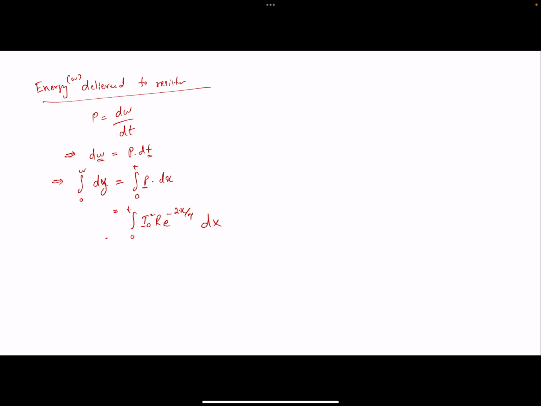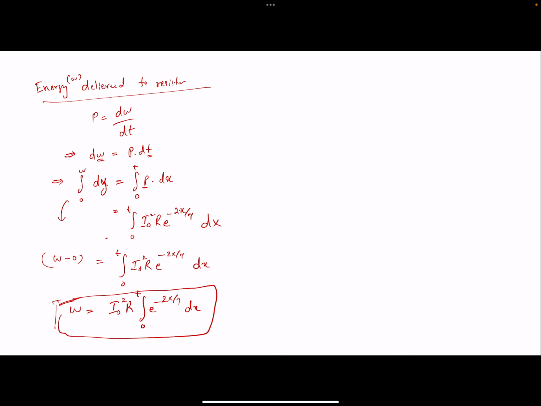Again, this will become W minus 0 equals the integral from 0 to t of I naught squared R e raised to the power minus 2x over tau dx. W is equal to, let's take out I naught squared R, integral 0 to t e raised to the power minus 2 times x over tau dx, right? Okay. I want to solve this a little bit more with an identity, and maybe I can quickly show you.